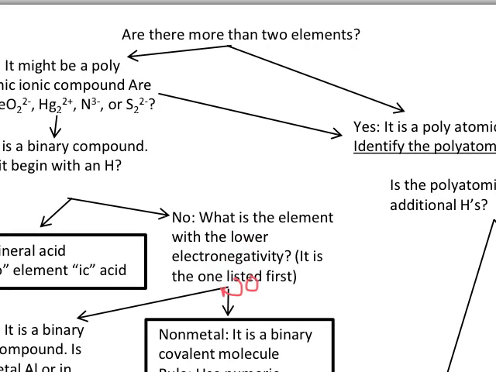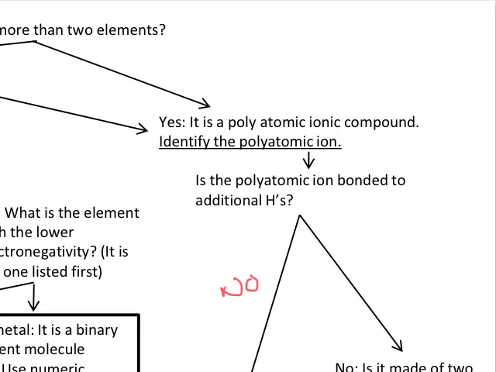So our first question is going to be asking, are there more than two elements? And this is a good first question because everything in this class that has more than two elements definitely will have a polyatomic ion in it, and you'll need to get out your polyatomic ion list to identify which that is.